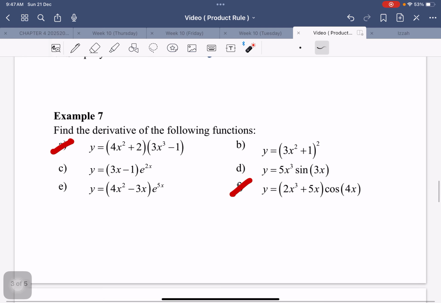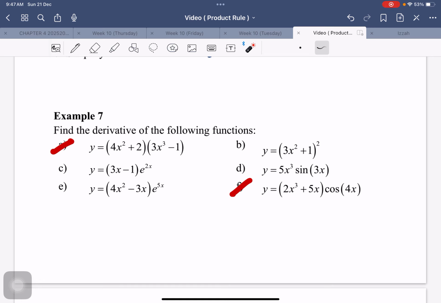As you can see in this example, we have a few examples where you can use product rule to solve. The first one is a combination between polynomial and polynomial. But can you differentiate this directly? Yes, you can. How? You expand, and you differentiate. It's possible.